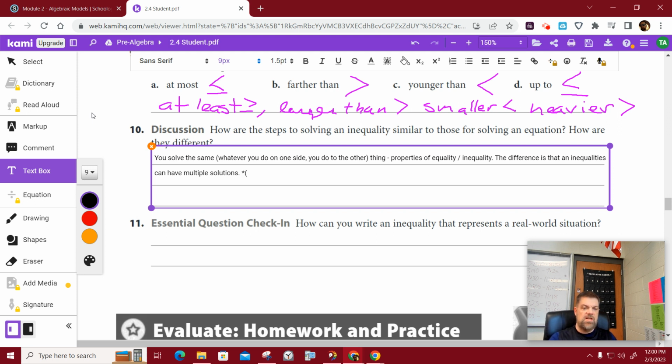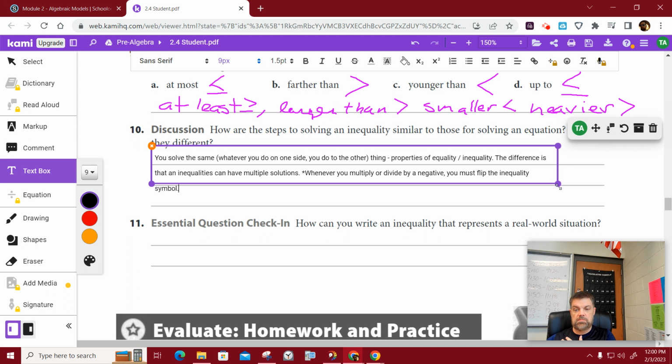And lastly, and this is an important one, whenever you multiply or divide by a negative number, what do you do? You must flip the inequality symbol. And that's basically it, guys.